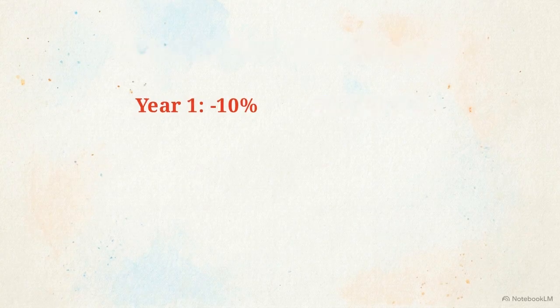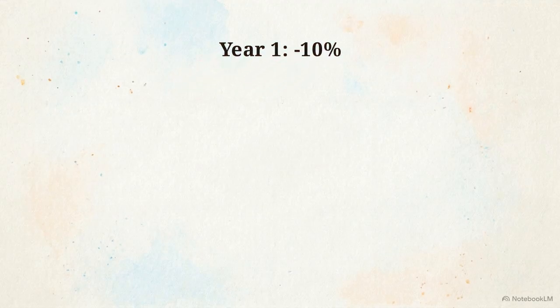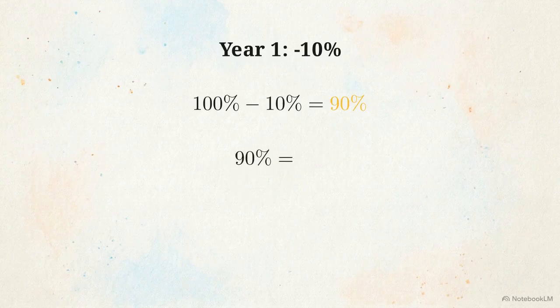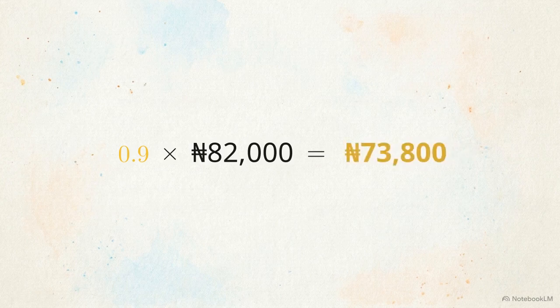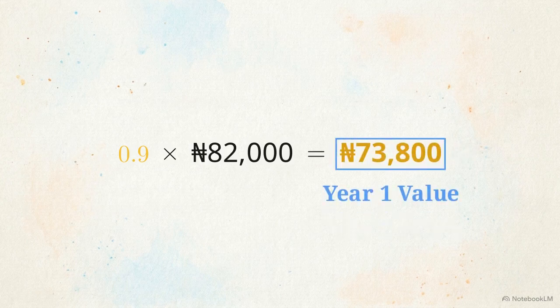If the generator depreciates by 10% in that first year, it keeps 90% of its original value. 100% minus 10% gives us 90%. To make the calculations easier, we write 90% as the decimal 0.9. To find the value after the first year, we multiply 0.9 by the starting cost of 82,000 naira. 0.9 times 82,000 gives us 73,800 naira. This is the exact value of the generator at the end of year 1.